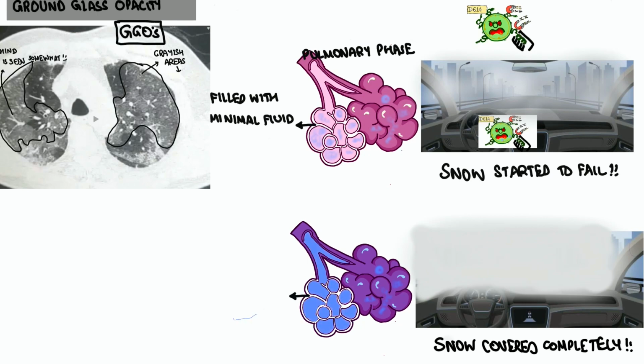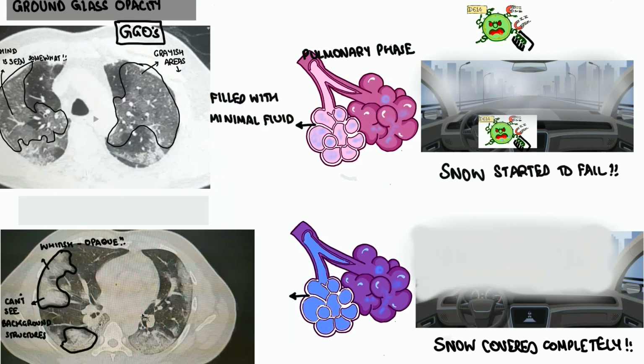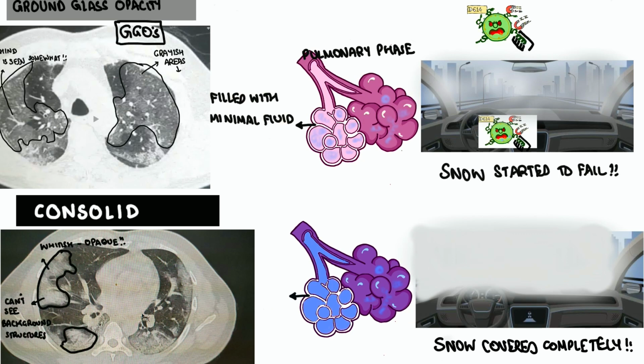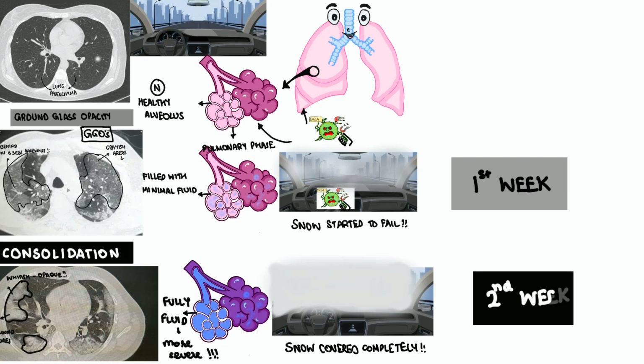In a CT scan, you will see completely filled, whitish, opaque markings. Can you see the bronchovascular markings behind that opaque screen? No. This is called consolidation, which means it is more severe than a ground glass opacity. And it means it is progressing, the disease is in a progressive stage. For these changes to happen in CT scan, in the majority of patients, it takes at least 1 week for ground glass opacities and 2 weeks for consolidation.